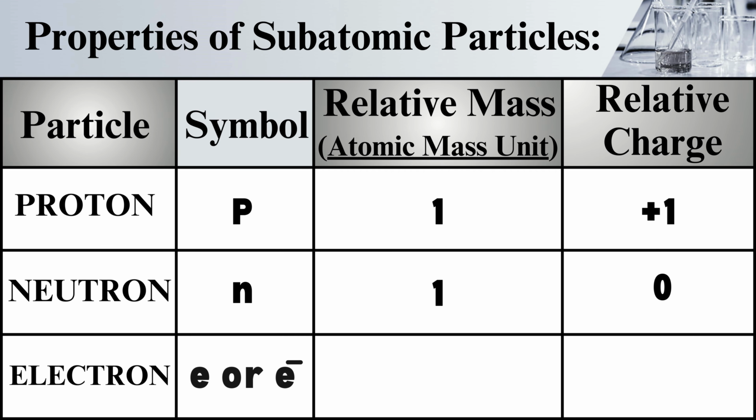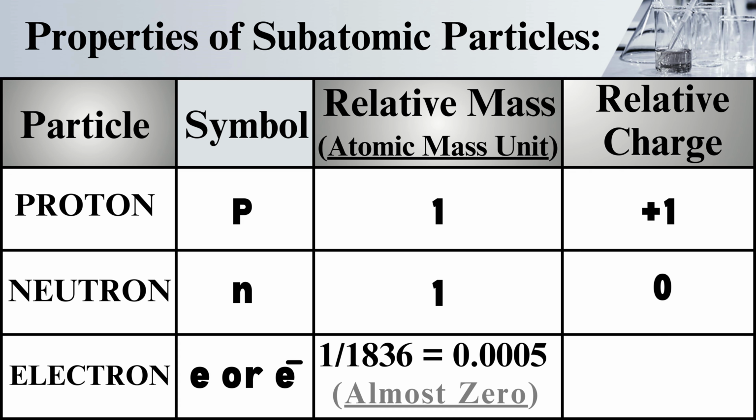Electron: symbol e, having a negative charge. Its relative mass is 1/1836, which is equal to 0.005, almost 0, and its relative charge is -1.